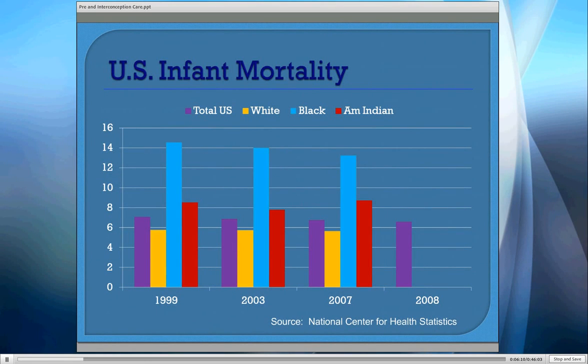Infant mortality is a key indicator of the health and well-being of populations, communities, and nations. The U.S. infant mortality rate is higher than that of many other industrialized nations. We ranked 30th in international standings in infant mortality in 2005, and our ranking has been dropping for almost 40 years. In the 1960s, we ranked 12th.